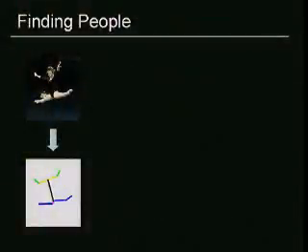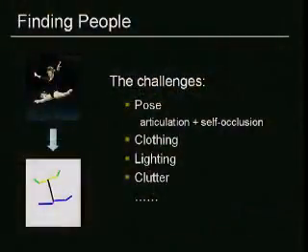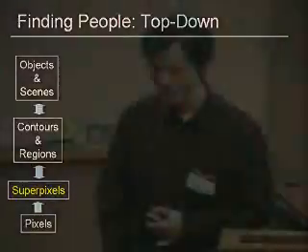So now I've talked about the horses, and now talk about something hopefully more interesting. It's about finding people. So what I want to do is take an image of people and then figure out where the person is and where the joint locations are. And this is, of course, a very challenging problem, mostly because there's too much pose variation in terms of the articulation and self-occlusion for the human body. But then also you have the problem of clothing, lighting, and background clutter, etc.